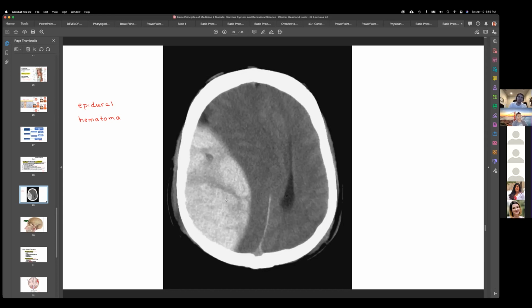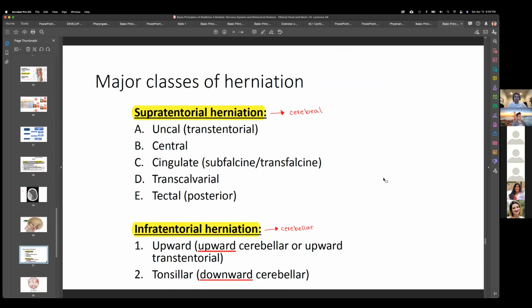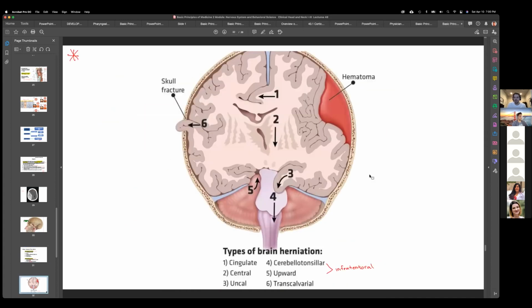But whenever I think of epidural hematoma, I think middle meningeal, right? So it's a high pressure system. It's arterial. That's why it's able to push the brain aside. That's why you get herniation. Okay. The tentorium will separate the cerebrum and the cerebellum, so supra is cerebral and infra is cerebellar.